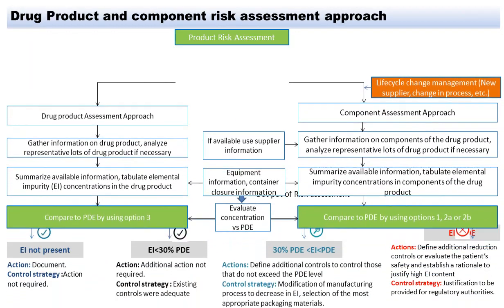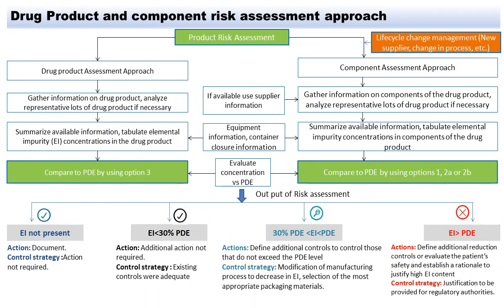In the drug product assessment approach, we should gather the information on the drug product, analyze the representative lots of drug product if necessary, summarize all the available information and tabulate the elemental impurity concentration in the drug product. Then in the next step, compare to the PDE by using option 3. If the output of the risk assessment is that elemental impurity is not present, then no action is required. If elemental impurity is less than 30% of the PDE, it also states that existing controls were adequate.